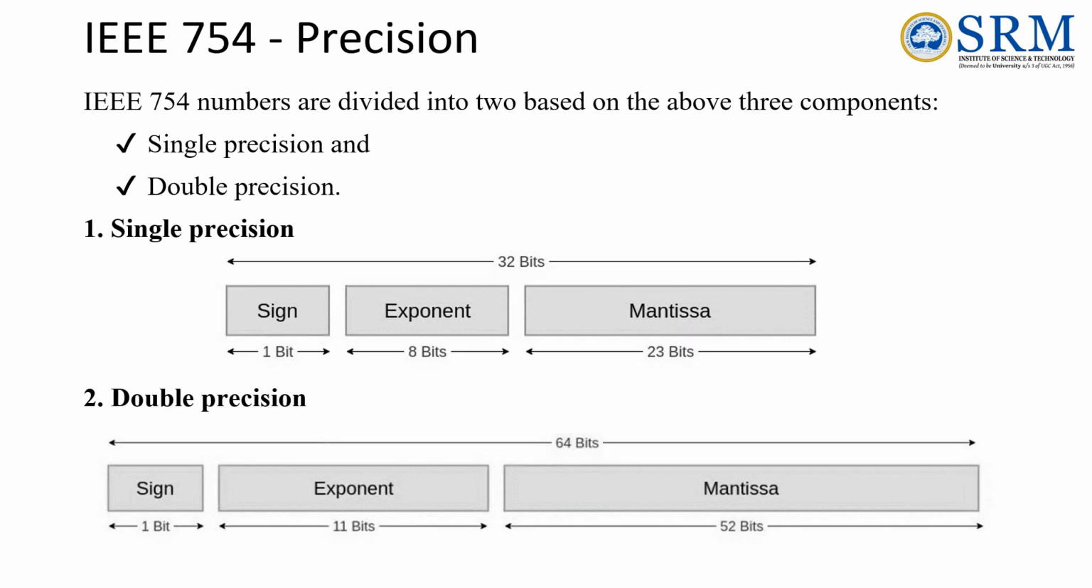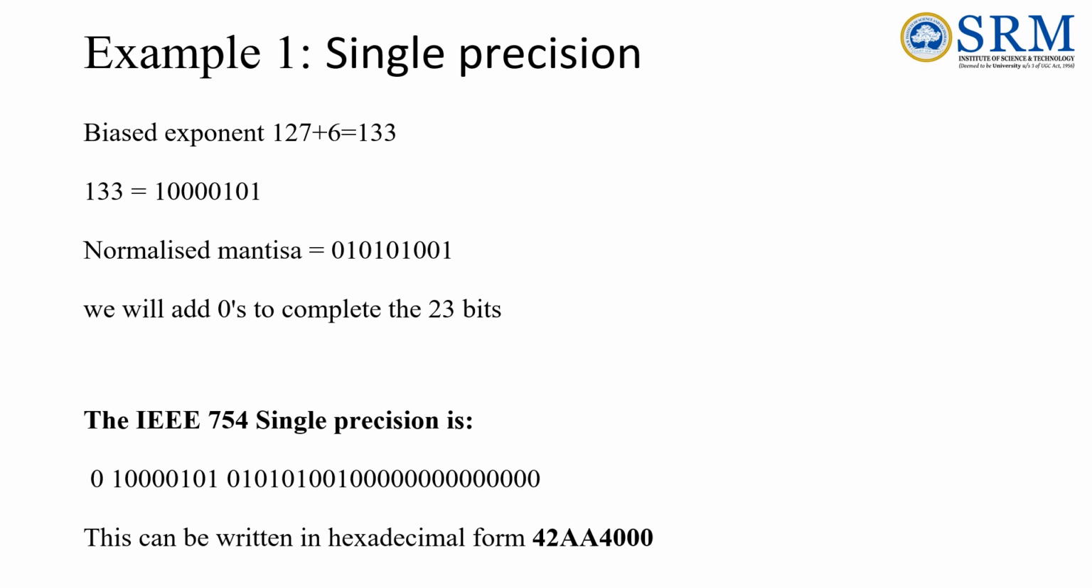So single precision is 32 bits: sign is 1 bit, exponent is 8 bits and mantissa is 23 bits, whereas double precision is 64 bits: sign 1, 11 bits for the exponent and mantissa 52 bits. For single precision, the biased exponent is 127 plus 6, whatever number is given, that is 133. I convert it into binary. The normalized mantissa is this, so we add zeros to complete the 23 bits. So the IEEE 754 single precision is the sign 0, the exponent, and the mantissa part.